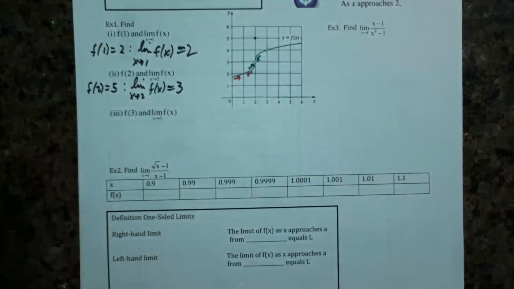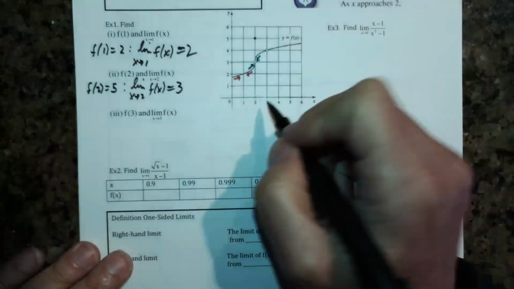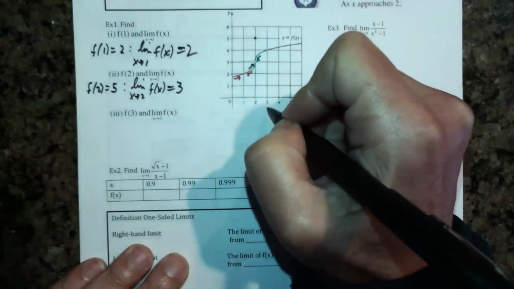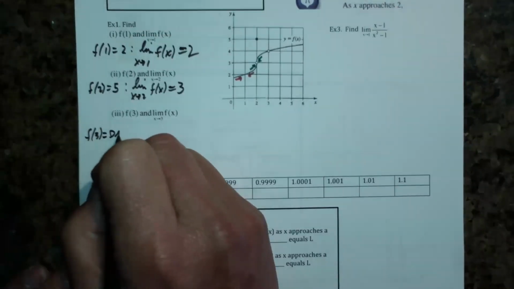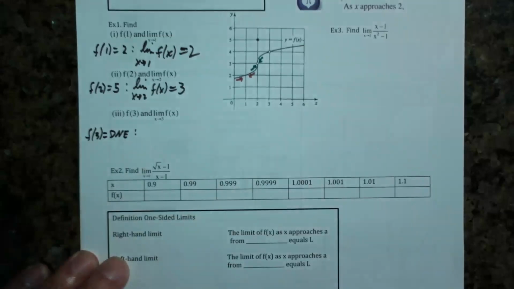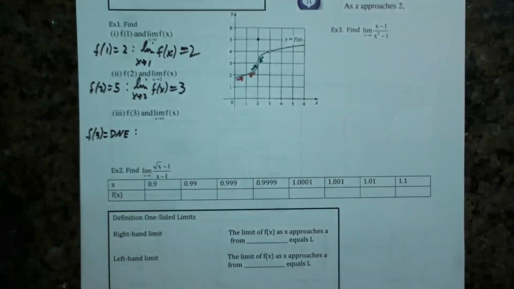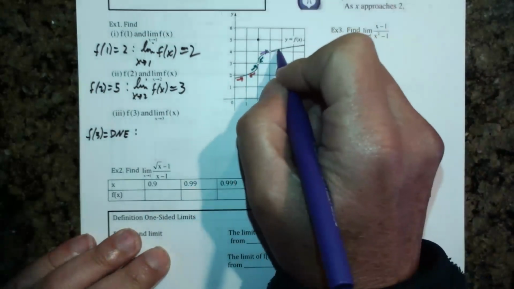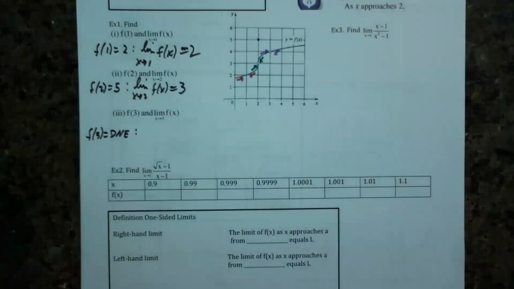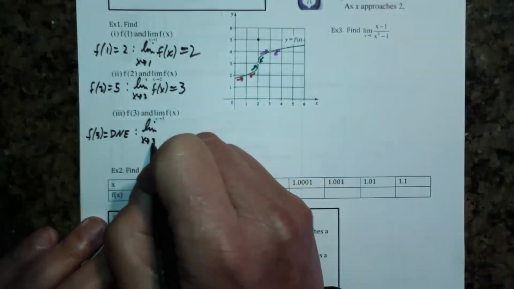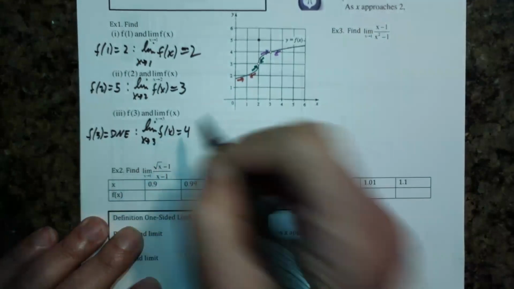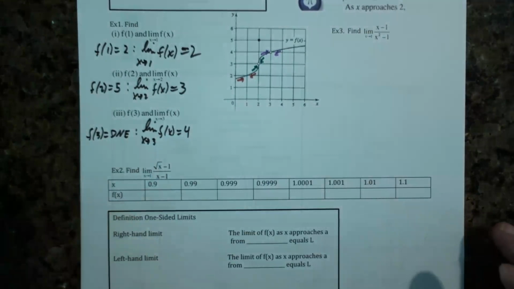All right, so let's do one more. f of 3 in this case does not exist. So here's 3. There's an open circle and there's no solid dot. So f of 3 in this case does not exist. However, the limit we can see is approaching 4. So the limit exists, but f of 3 does not exist. That may seem a little weird, and it is, and that's okay.